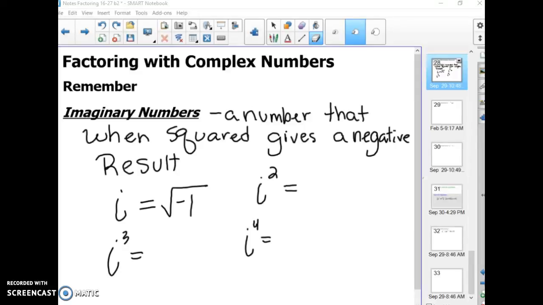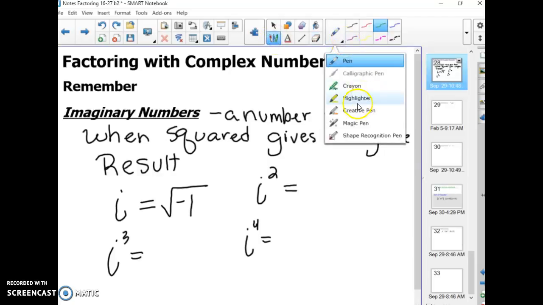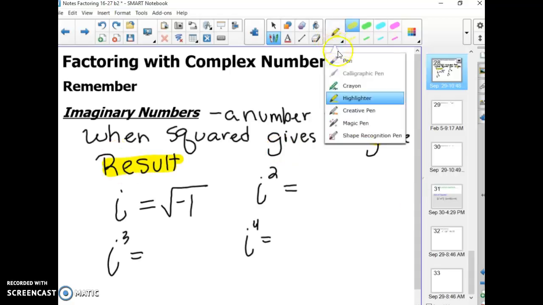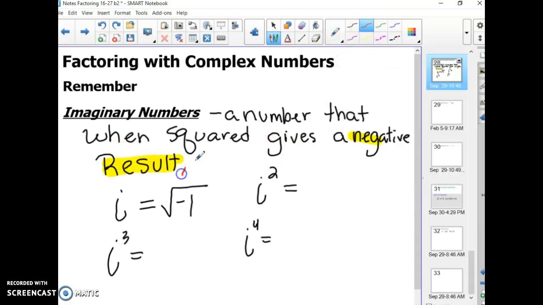So we're going to factor with complex numbers. Remember, an imaginary number is a number that when squared gives you a negative result. We represent it with this value of i. Okay, so over here is i, and it is equal to the square root of a negative 1.